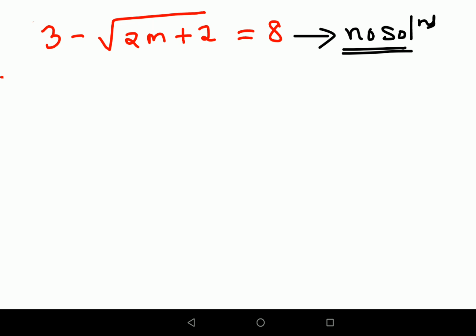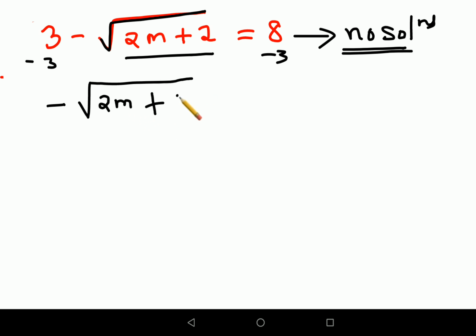Okay, so here we have 3 minus root of 2m plus 2 equals 8. According to our always followed practice, we'll keep the variables on one side and the constant on the other side. So in that case we'll subtract 3 from both sides. 3 minus 3 gets you 0, so you're left with minus root of 2m plus 2 equals 8 minus 3, that gets you 5. Now the obvious step would be what? To square both sides.